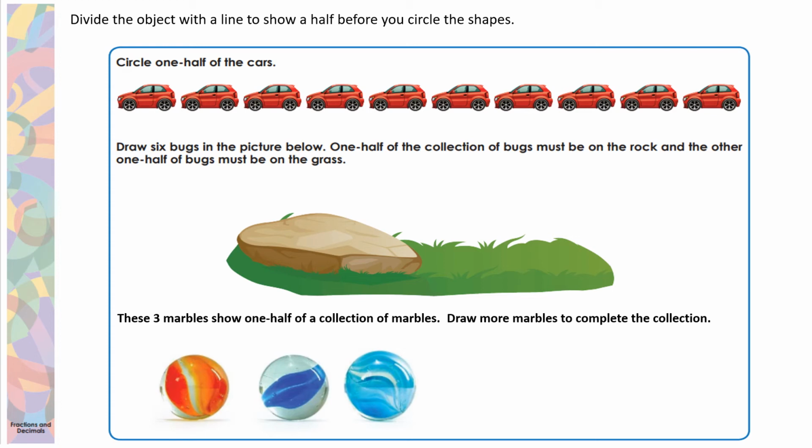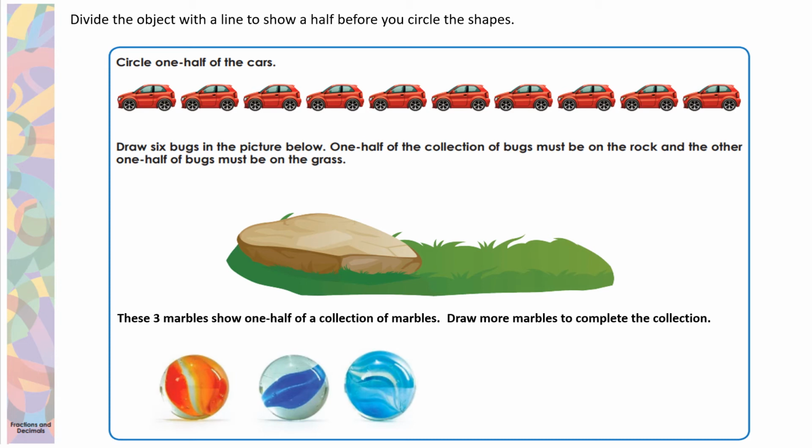Now, my first collection is a collection of cars. I've got to circle a half of them. So the first thing I need to do is count them up. So I've got 1, 2, 3, 4, 5, 6, 7, 8, 9, 10.